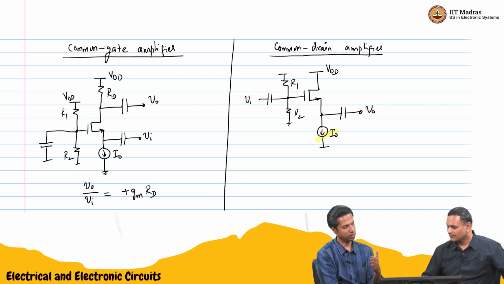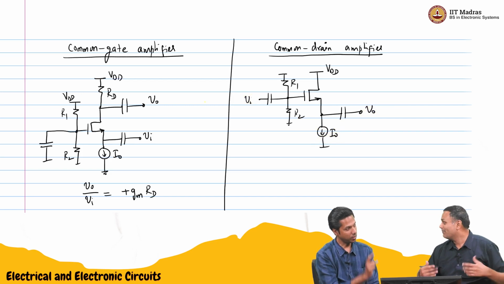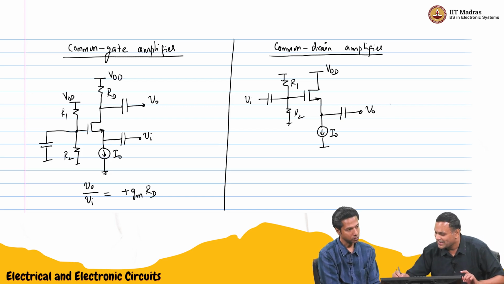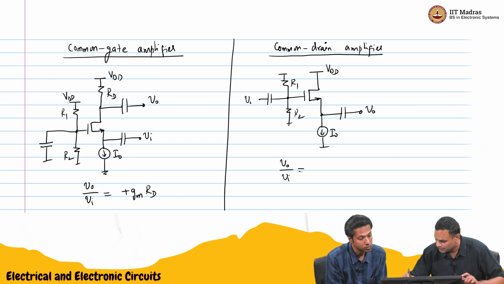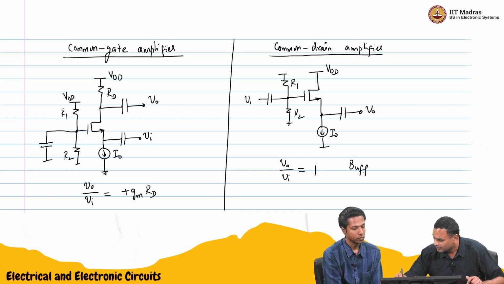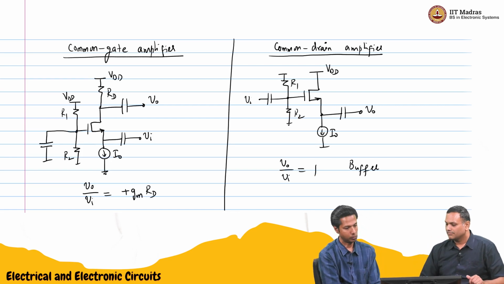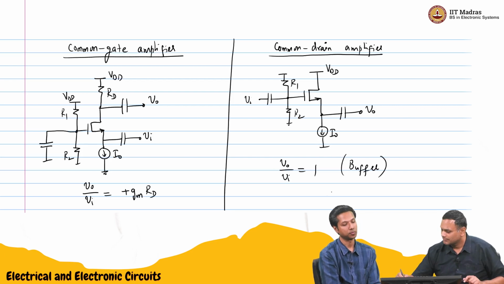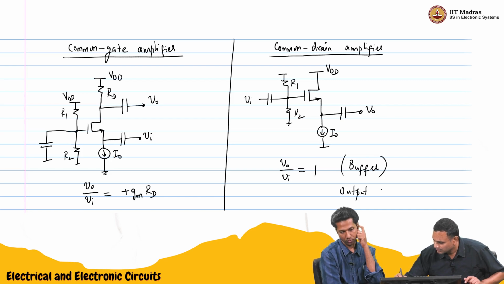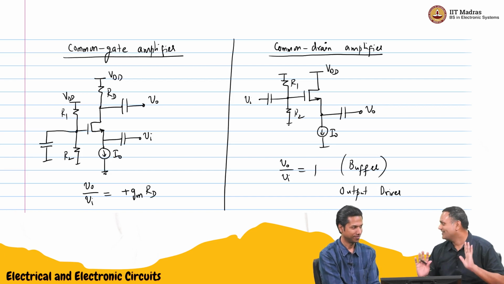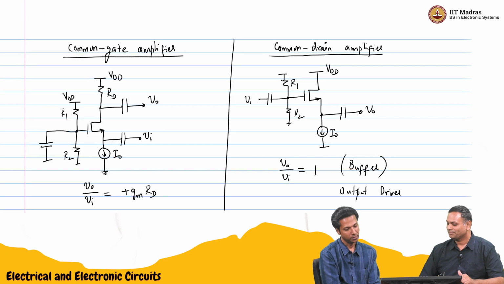This will be like an output stage, similar to a buffer, similar to the CC, the common collector. The ideal gain of this will be 1, and so you can use it as a buffer. You can use it to drive the output, because the output impedance is low.